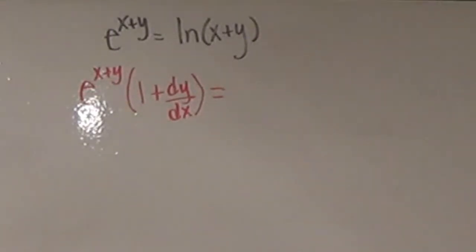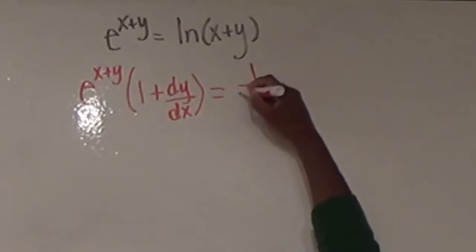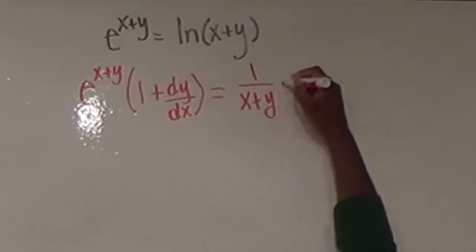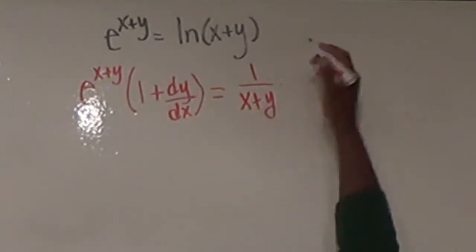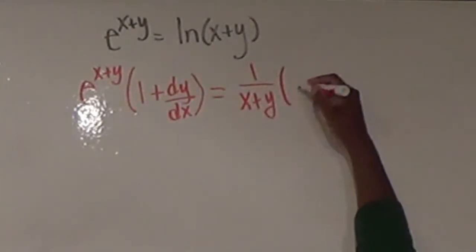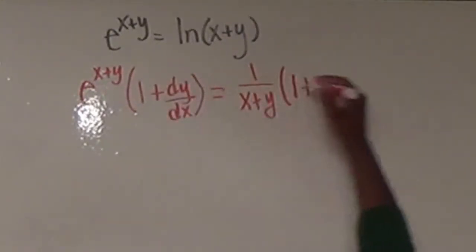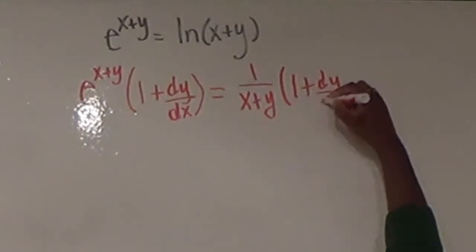for the other side, natural log of x plus y. Again, our natural log we know is 1 over the argument times the derivative of the argument. So in this case, times the derivative of x plus y, which is going to be the same as what we just did on the other side.